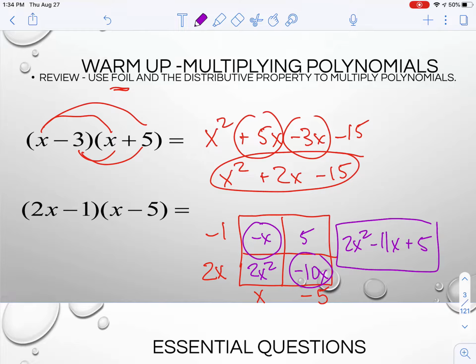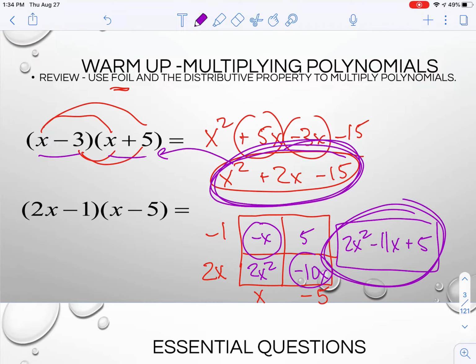product. Okay, so essentially what we're doing by factoring is going from this sum back to the product. Okay, same thing, going from this sum back to the product of two terms.